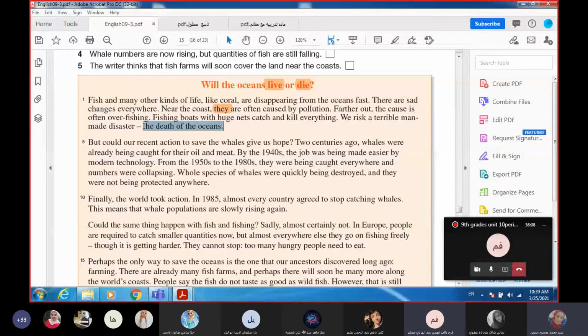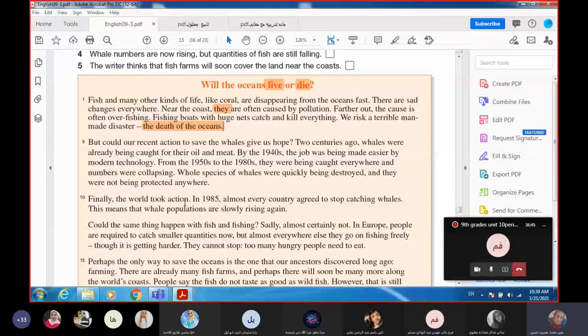But could our recent action to save the whales give us hope? Two centuries ago, whales were already being caught for oil and meat. By the 1940s, the job was being made easier by modern technology. From the 1950s to the 1980s, they were being caught everywhere, and numbers were collapsing. Species of whale were quickly being destroyed, and they were not being protected anywhere.